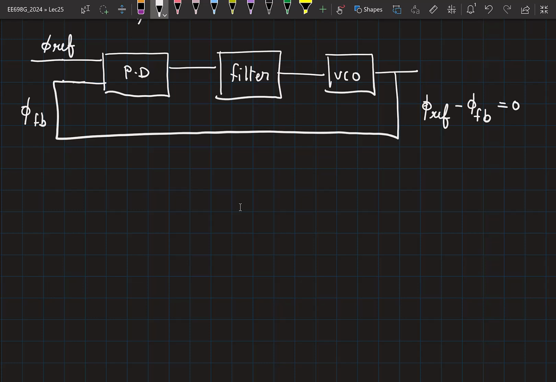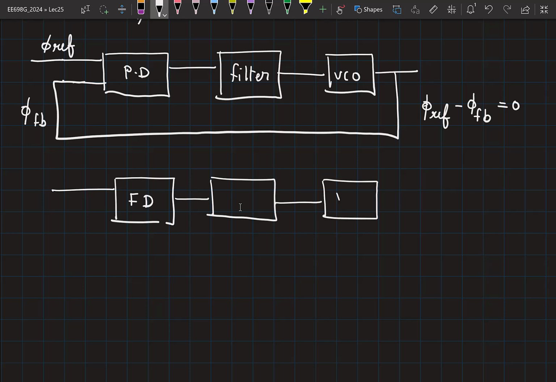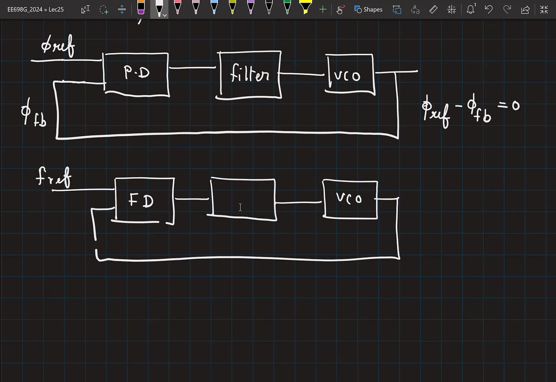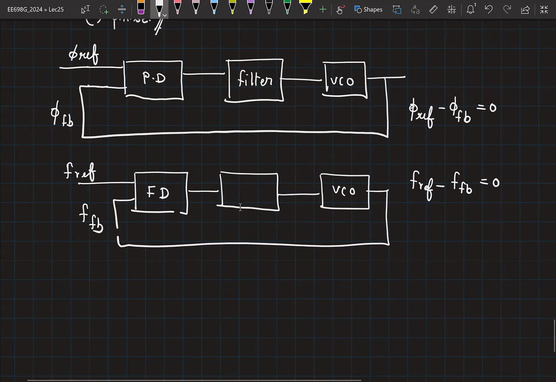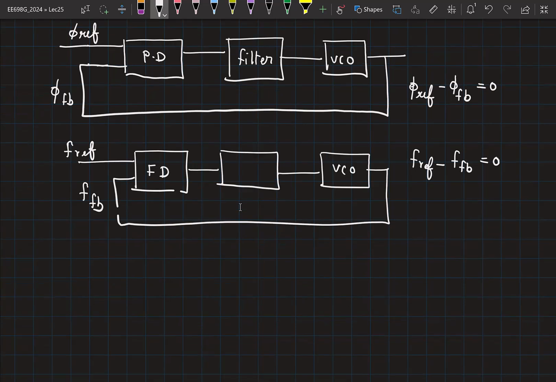Right? Let me consider a loop where you are detecting the frequency error. So I have some frequency detector. We'll follow it up with some filter followed by a VCO. So here I am comparing F ref with F feedback. So F ref minus F feedback is equal to 0. Let me also show you a regular analog amplifier in feedback.